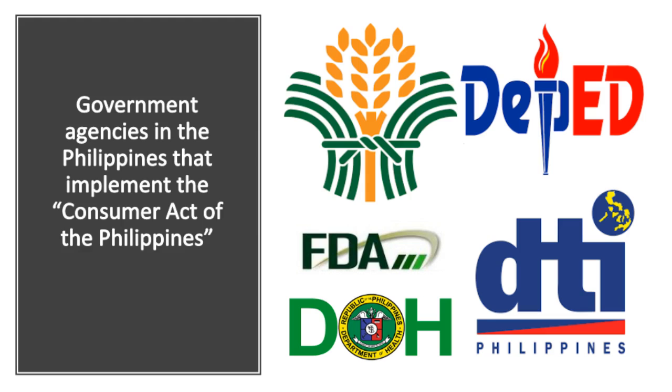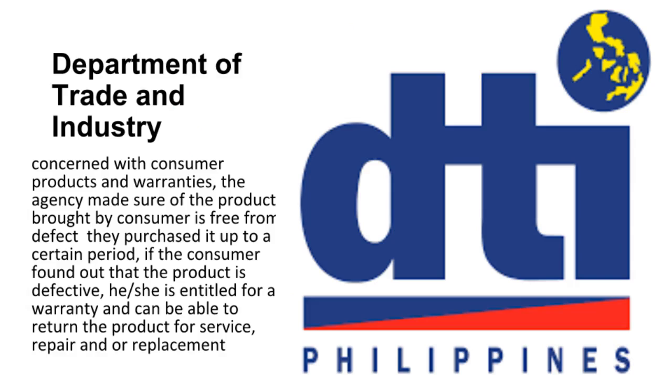Today, we will dig deeper and tackle the national and international government agencies and private organizations behind the implementation of different programs for consumer protection. We will highlight the different institutions that made the concept into reality so that the products we consume are free from fraud and deception. The Department of Trade and Industry is concerned with consumer products and warranties.